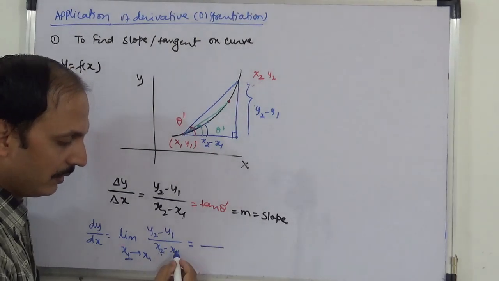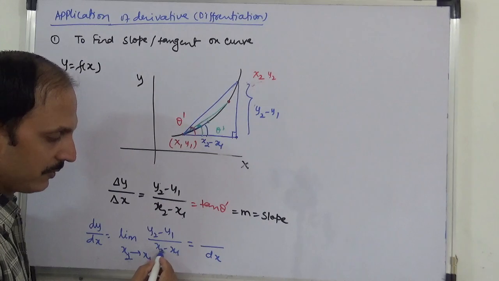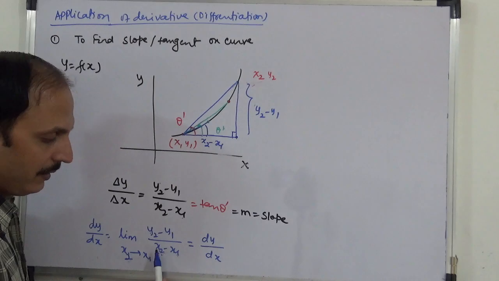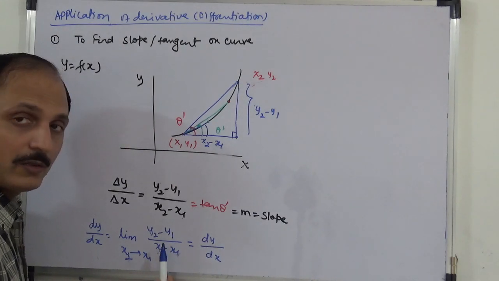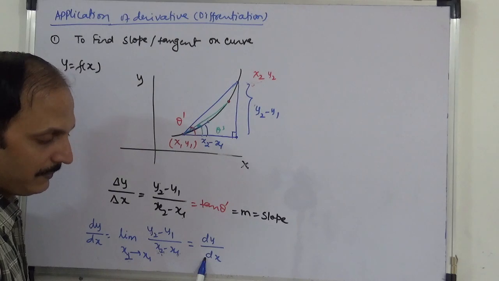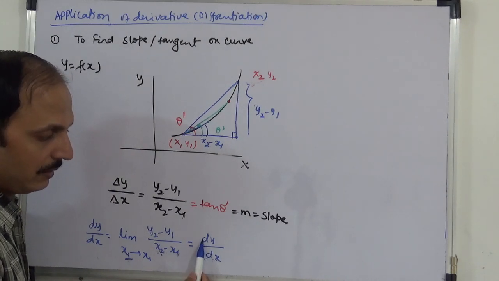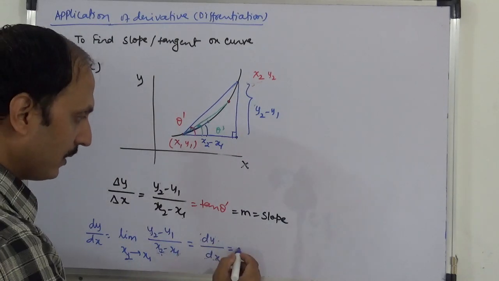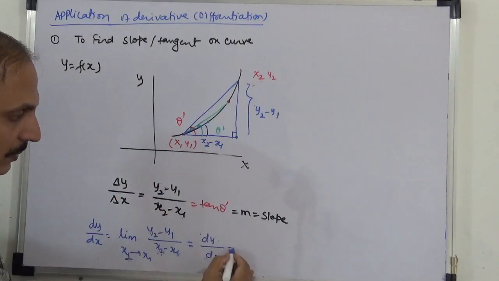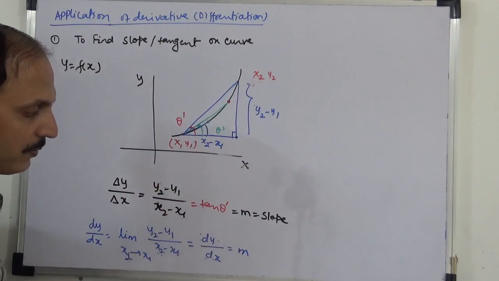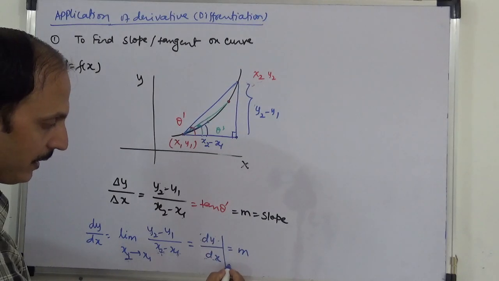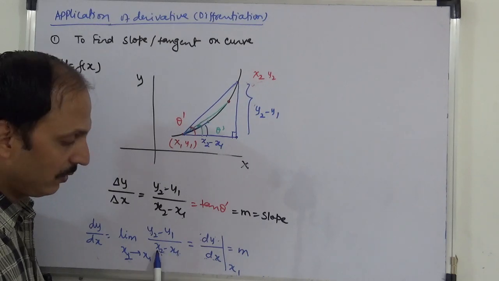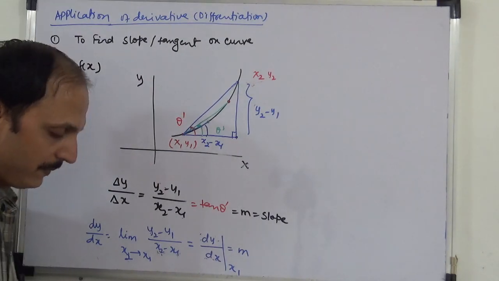For a very small difference, we write dx, and when x2 tends to x1, y2 will also tend to y1, so this is written as dy. When the difference between these two tends to 0, not 0 but tending to 0, we write it as d, a small difference, so this becomes dy. Again it is a slope, but slope at which point? This will be the slope at x1, because now x2 is close to x1 but not x1.